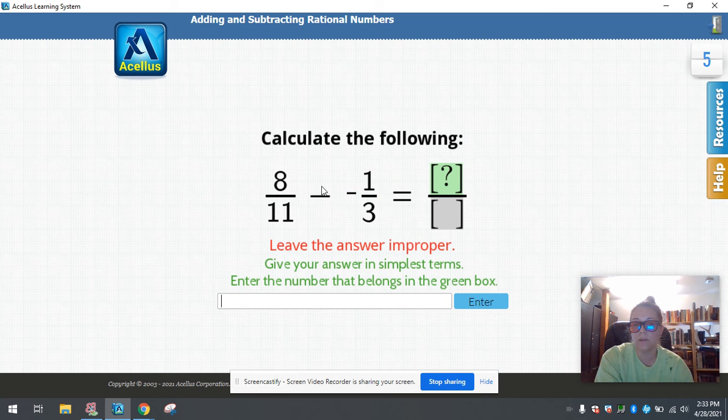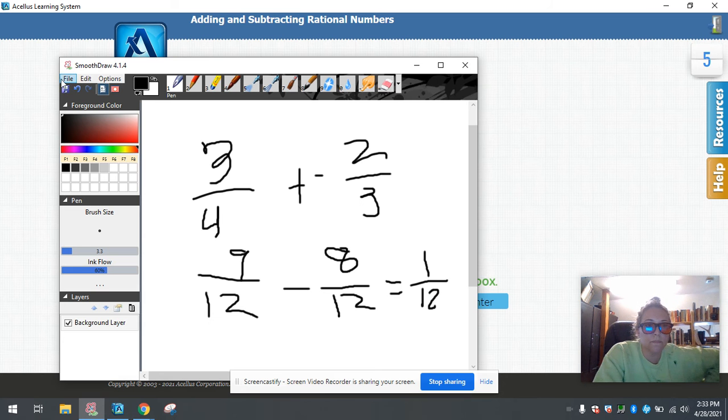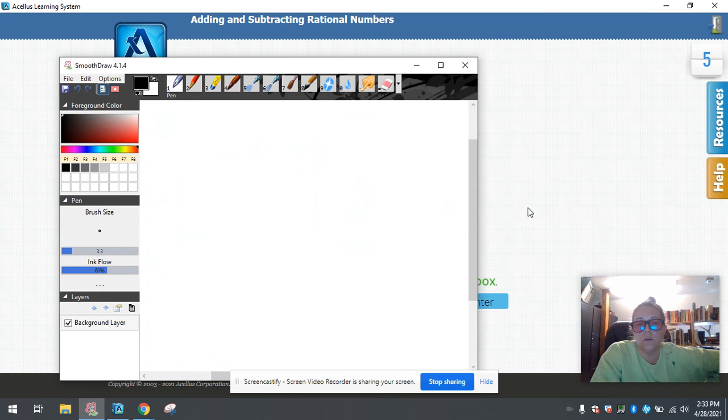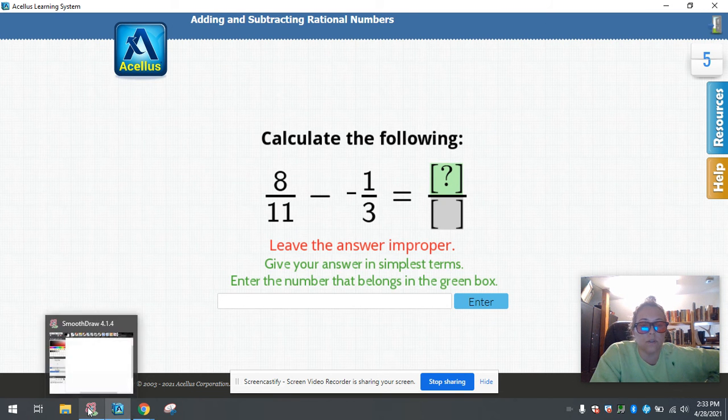This is kind of a tricky one. It says minus a minus. When they do that, the minuses kind of cancel each other and you get a plus. So we actually have 8/11 plus 1/3. Either way. What was it? 8/11 and a third.